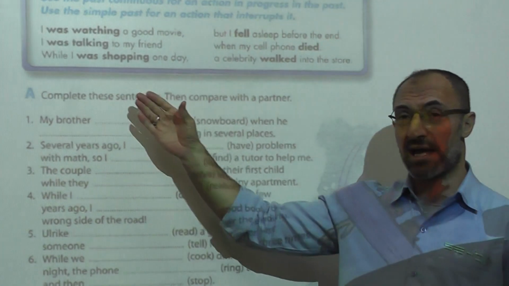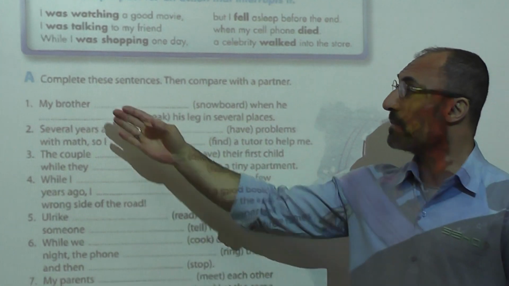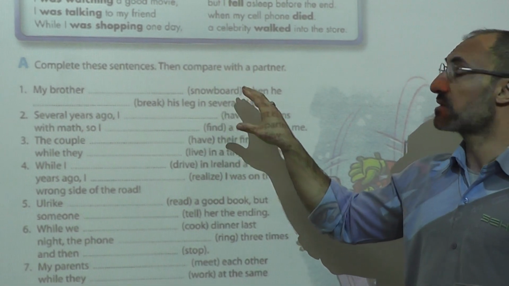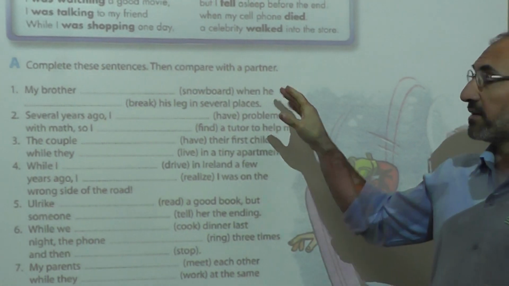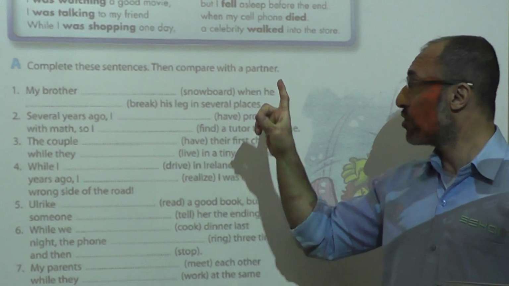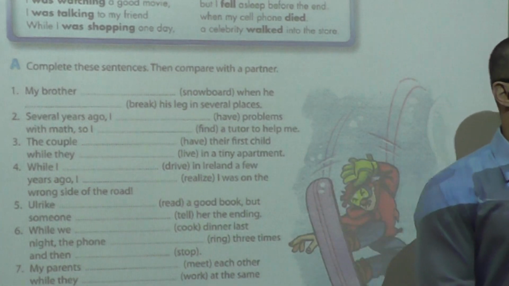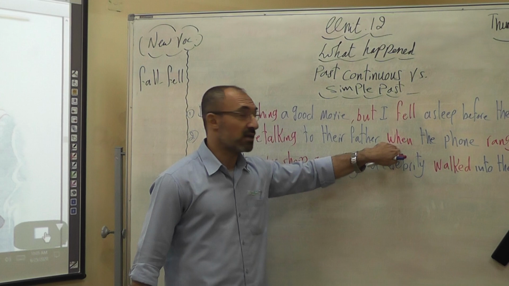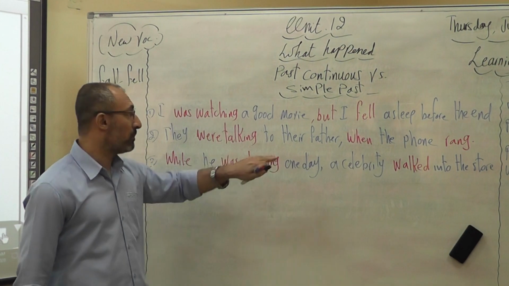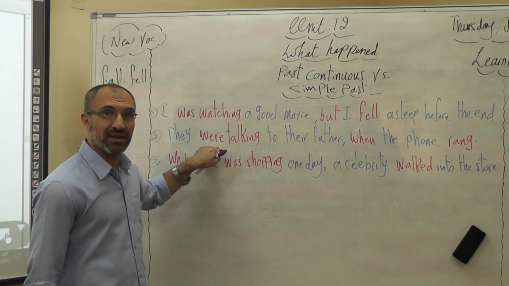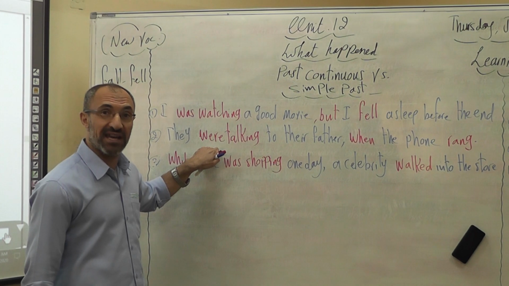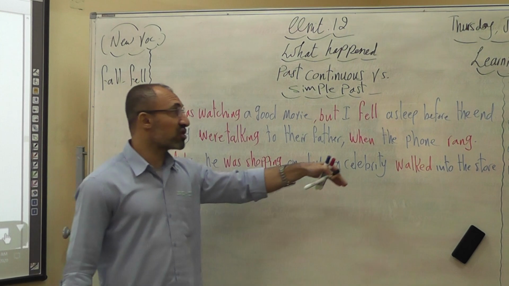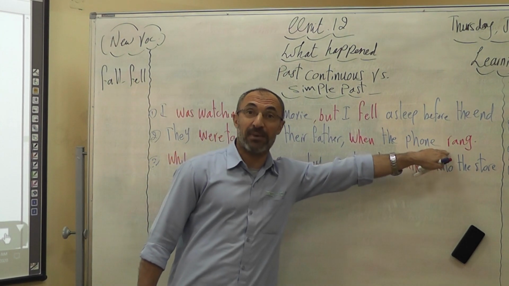Here we have to complete each sentence, each gap, using either the simple past form or the past continuous. Okay, let's look at our first example. My brother, space, and here our verb in brackets is snowboard. When, yes, our conjunction here is when. Let's come to the whiteboard and see. Here is when. It should be preceded by past continuous: was, were, verb plus ing. Then the action that will interrupt it should be in the simple past form.